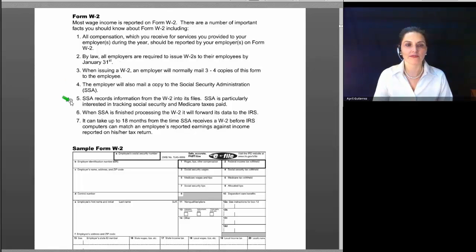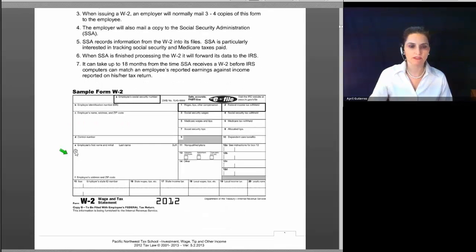Now, number 5, Social Security records information on the W-2 into its files. The reason the information is transmitted to Social Security is Social Security is charged with tracking the amount of Social Security income that you will be entitled to when you are able to draw on Social Security. So the W-2 is transmitted to the Social Security Administration, and they're charged with tracking how much Social Security tax is being paid in. Then when the Social Security Administration is finished, it sends it to IRS, and of course it can take IRS up to 18 months to do any kind of a match on that.